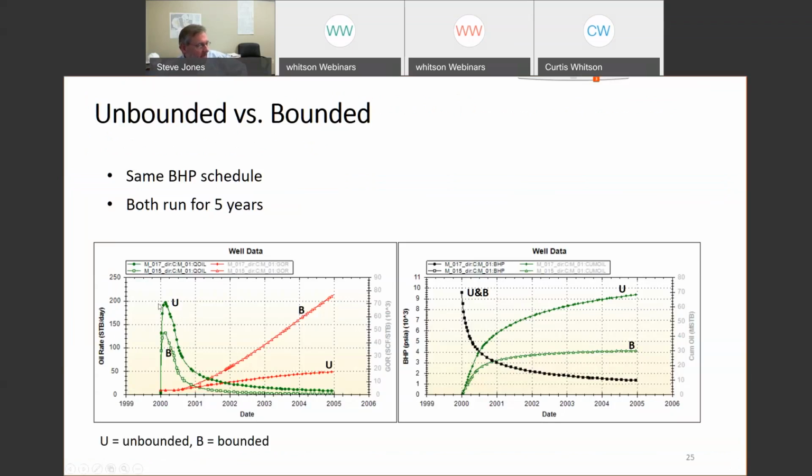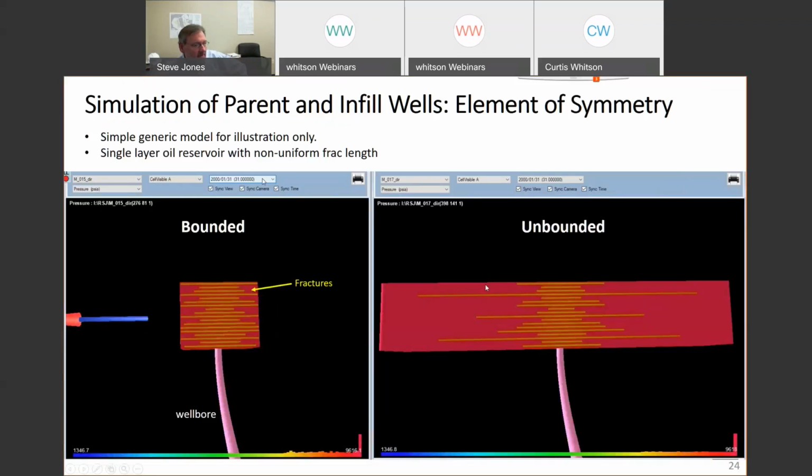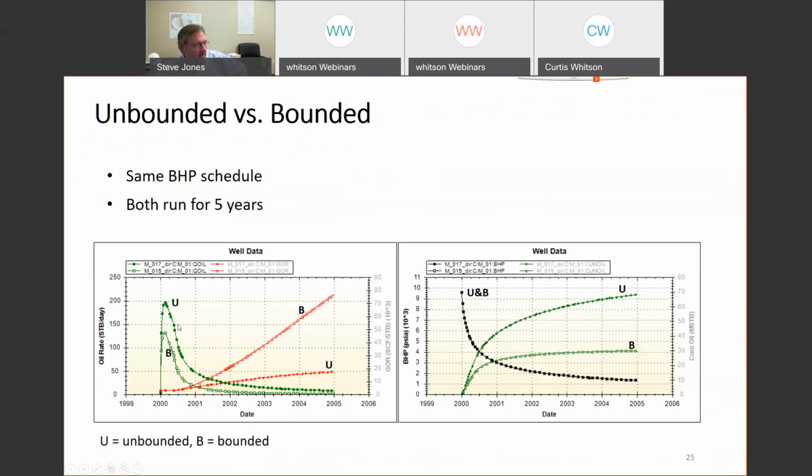And you can see the unbounded case has a much higher oil rate because the fractures are completely unobstructed and the well has access to the entire length of the fractures. But the bounded well's fractures are cut off by the boundaries of the reservoir.